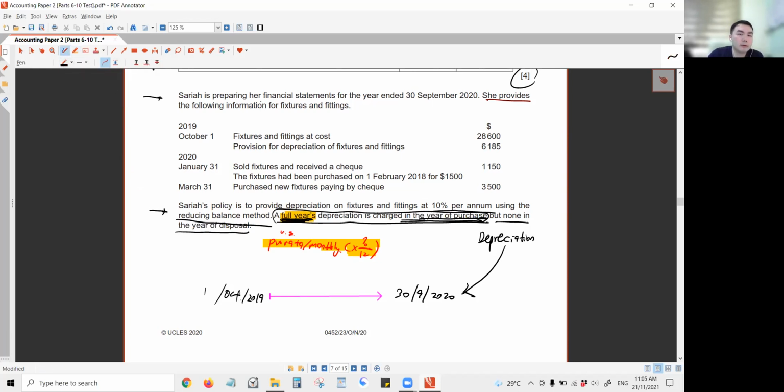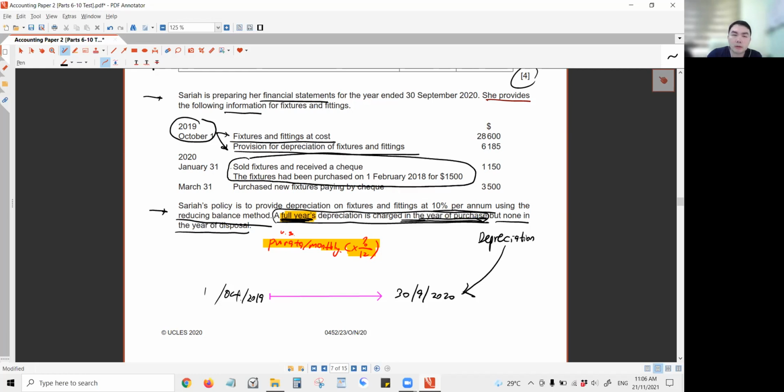Saria is preparing financial statements, and the following information is given. So this is the beginning of the year: fixtures and fittings at cost, and provision for depreciation of fixtures and fittings. These are amounts at the beginning of the year. And then these two lines are about the disposal.